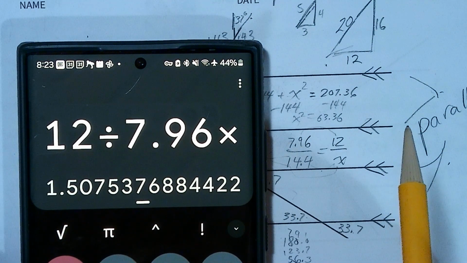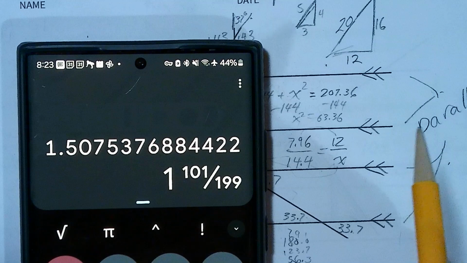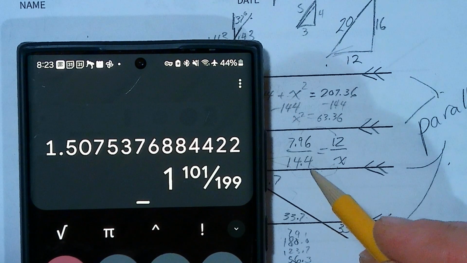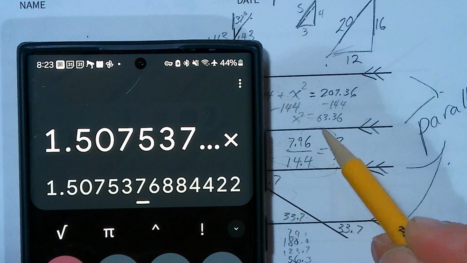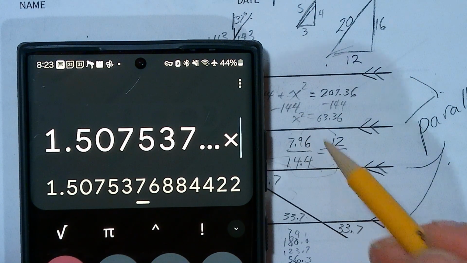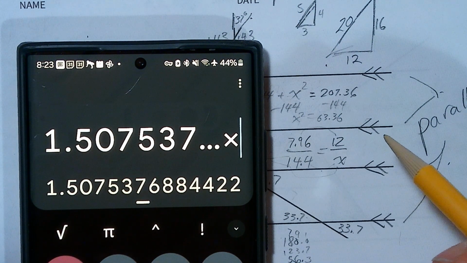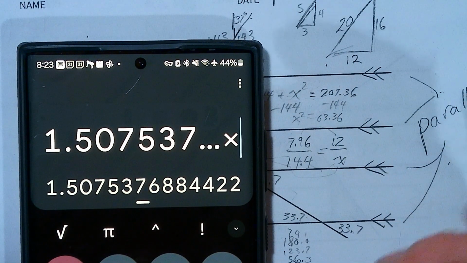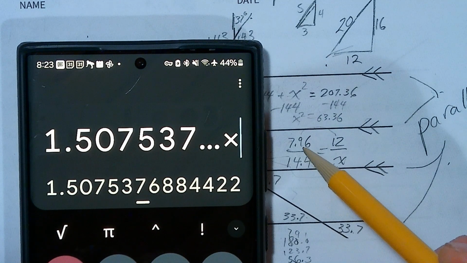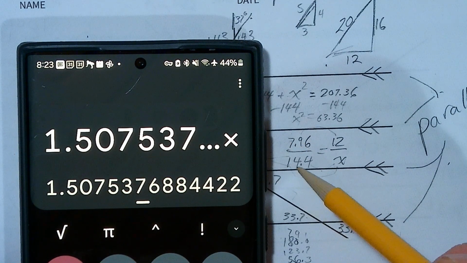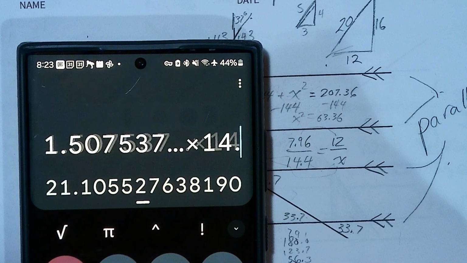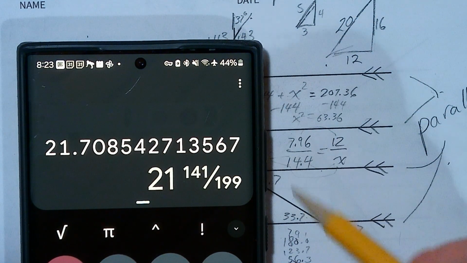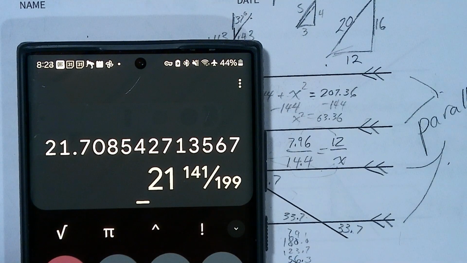I gotta back up. Hit enter. Times. So we just did that divided by that. It shouldn't be 1.5. Oh, because it's almost 8. Yeah, okay, I see. Times 14.4. 21.7.